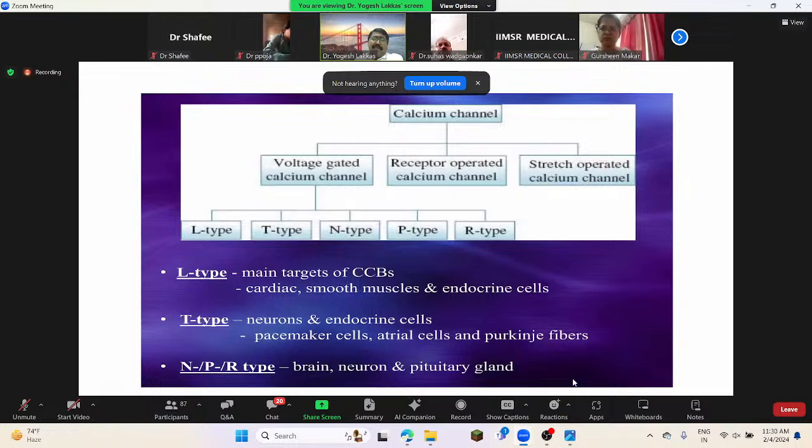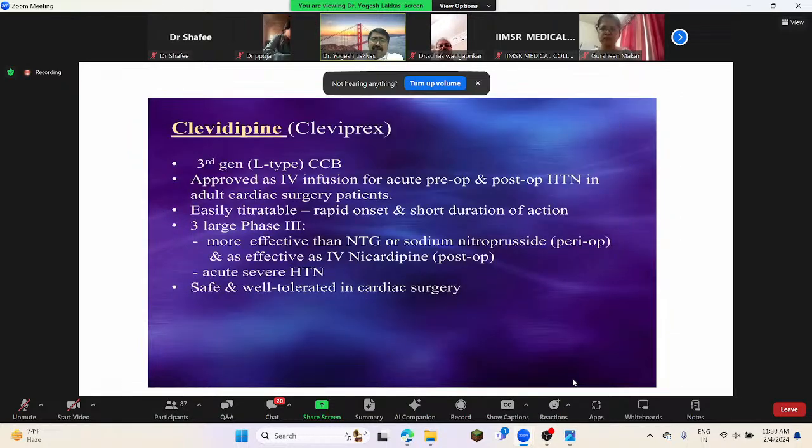The L type is the most common, and previously used calcium channel blockers were acting on this channel. Then the T type is mainly concerned with the pacemaker, atrial cells, and Purkinje fibers. N and P/Q type channels are mainly in the brain, neurons, and pituitary glands. Clevidipine is a third generation L type blocker, where the L type is the primary channel that is blocked. This molecule is mainly used in cardiac surgery or in severe hypertension, pre-surgery or post-surgery. It is safe, easily controlled, and more effective than the NTG or sodium nitroprusside that we used previously.